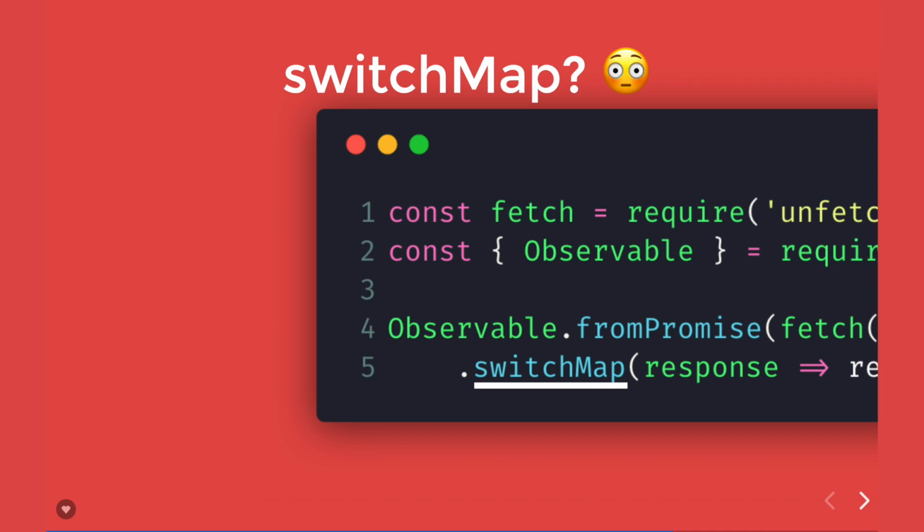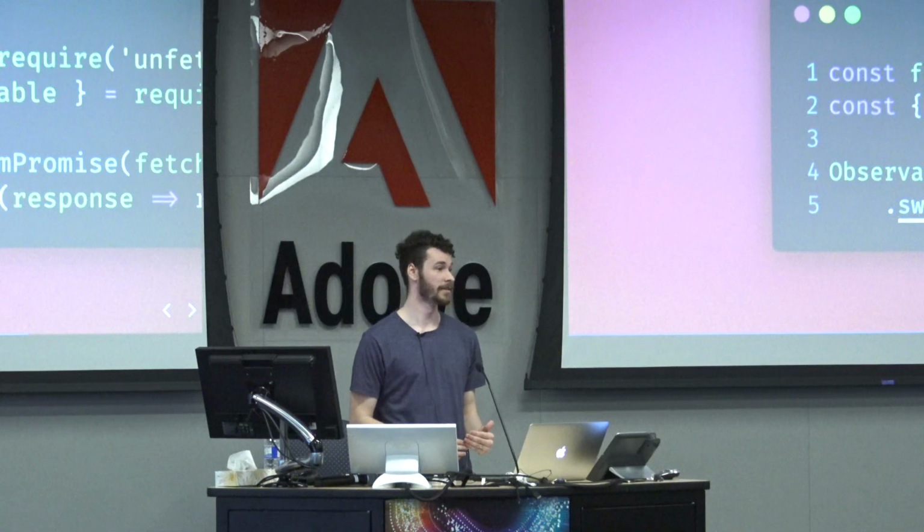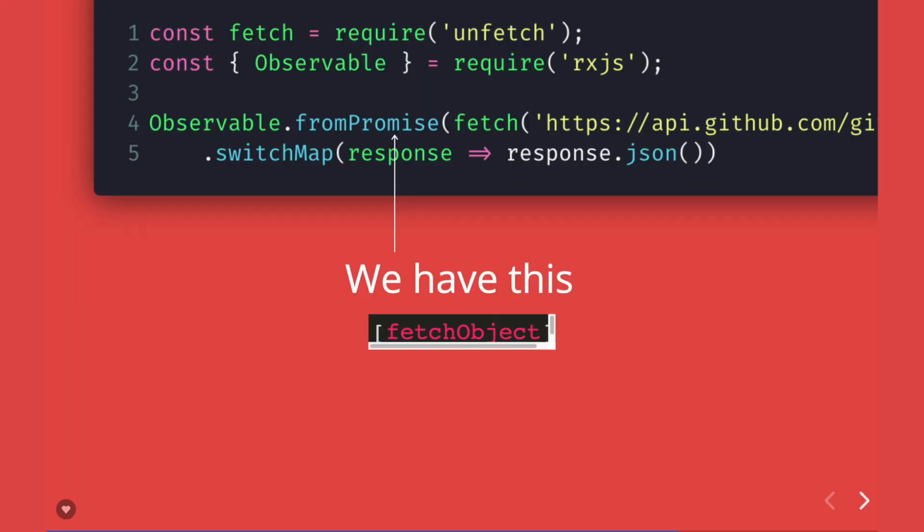This is the scariest operator. It's used everywhere. You're reading observables, switch map is there, right? And you're like, I don't know, this is a barrier. I don't know what's happening. So I'm going to tell you what's happening.